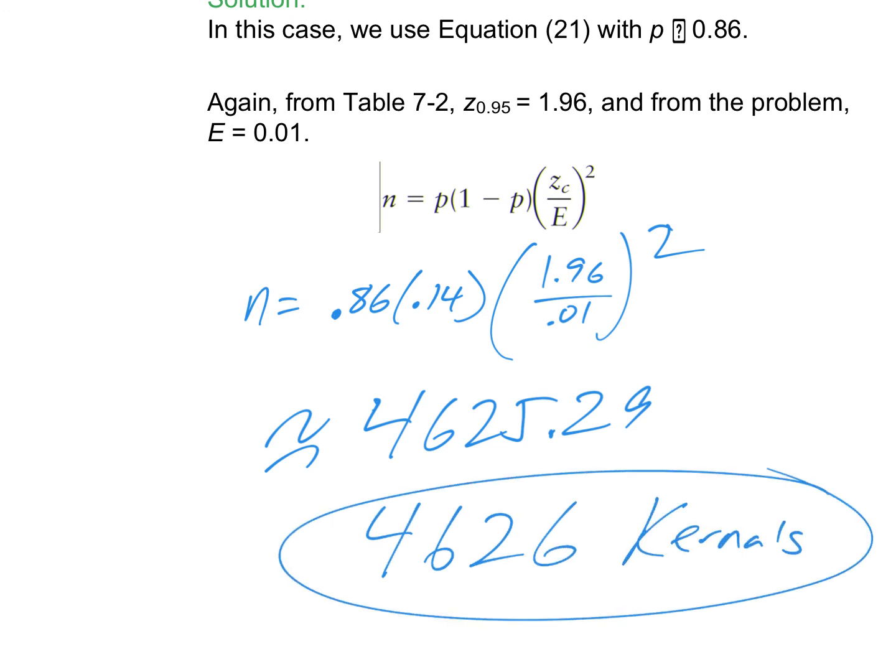Okay. Now, if you remember, the answer before was larger, right? The values for P and Q. The largest N that you can ever get is when it's 50-50, 0.5, 0.5, that 1/4 that you multiply by, okay? But if we have a preliminary P, we can use it to help us find the number of kernels that you should pop and see how many actually pop and don't pop. Okay, those are our values of N.